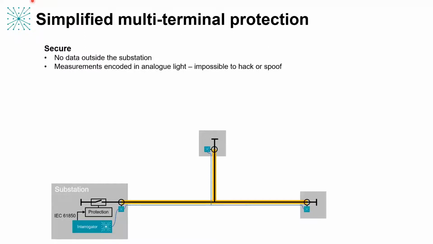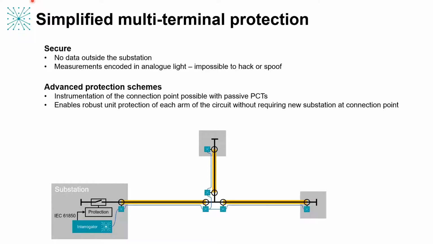Furthermore, the instrumentation network is very secure. Because the measurements are encoded in analog light, there is no data actually outside the substation. The measurement data is only produced once inside the operator's estate, back in the substation, and the sensing network is impossible to hack or spoof because of this.